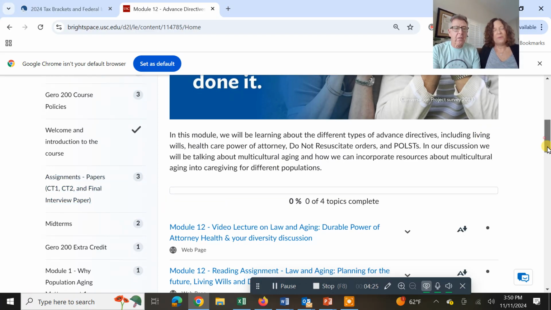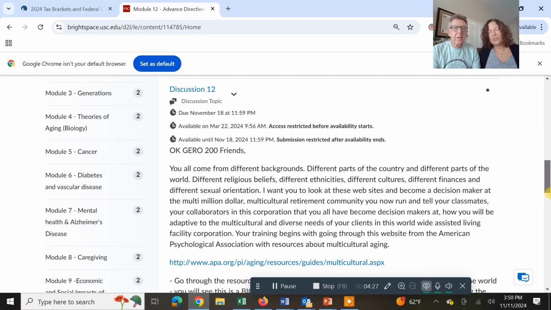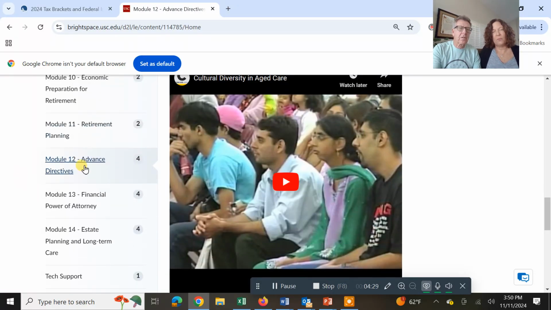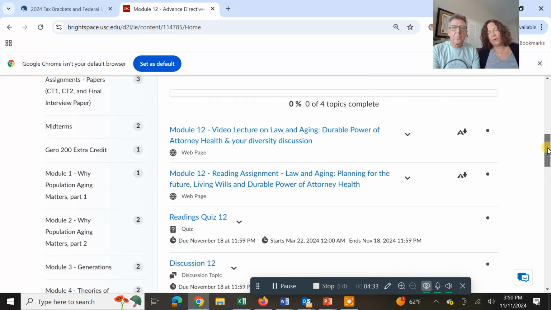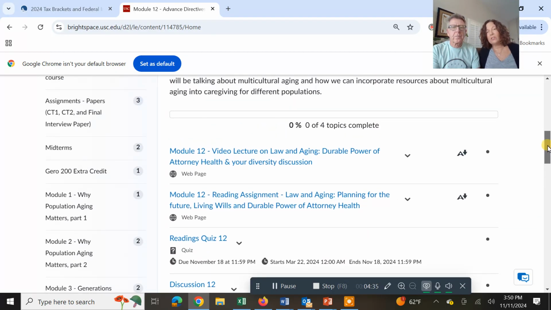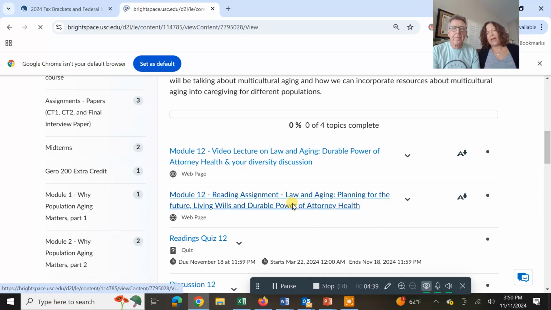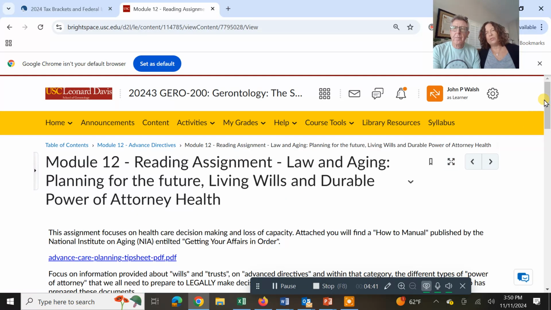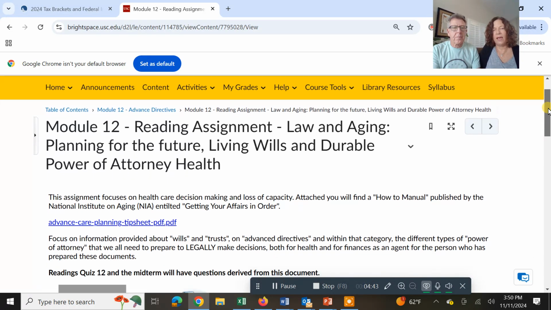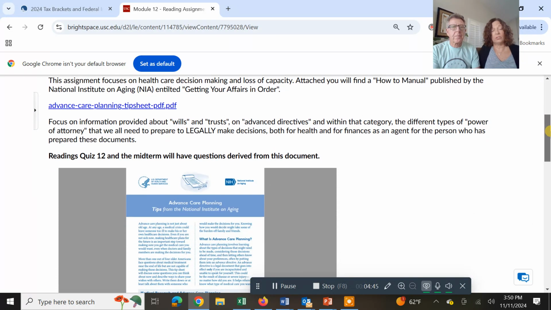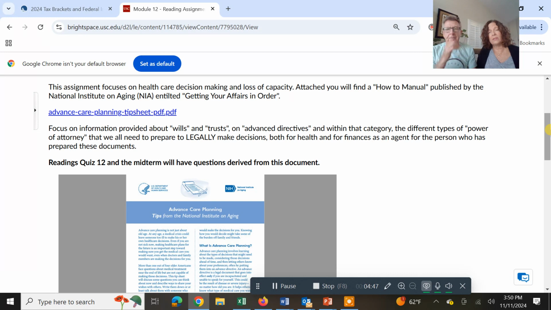Okay. So why do you need an advanced directive, and what is an advanced directive? Module 12. So an advanced directive comes in two forms. One is a living will, one is a durable power of attorney for health. And they're both ways of letting your healthcare providers know what you want to have done if you're unable to make your own decisions. And so the way things work in the US is a little bit different than it is in other countries.